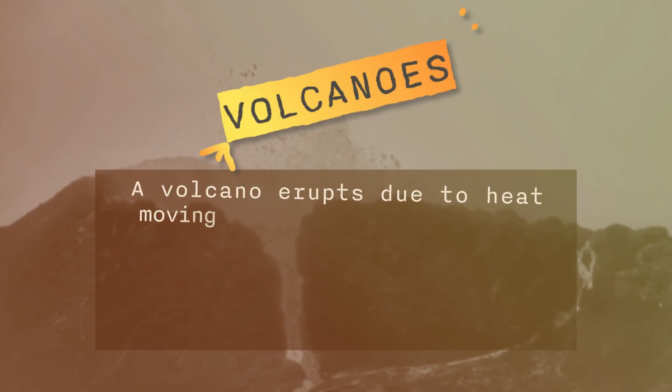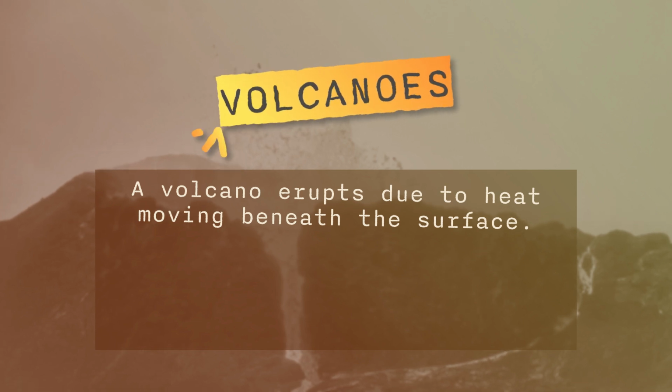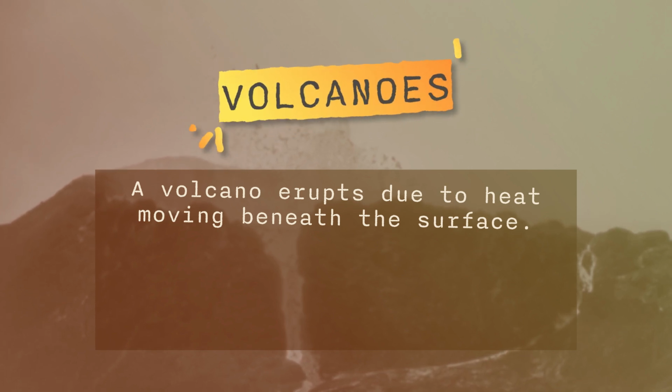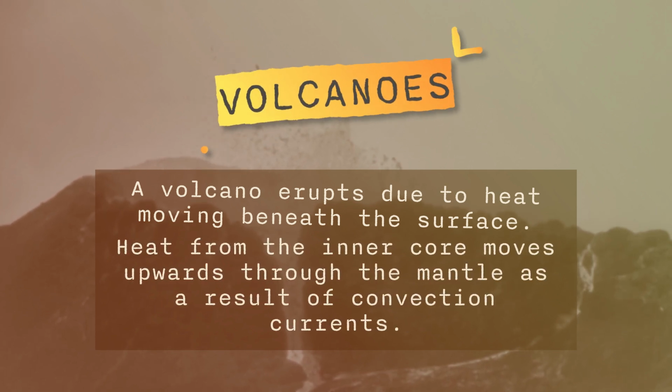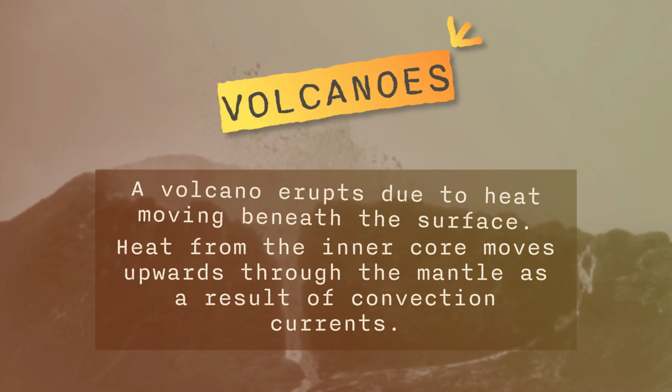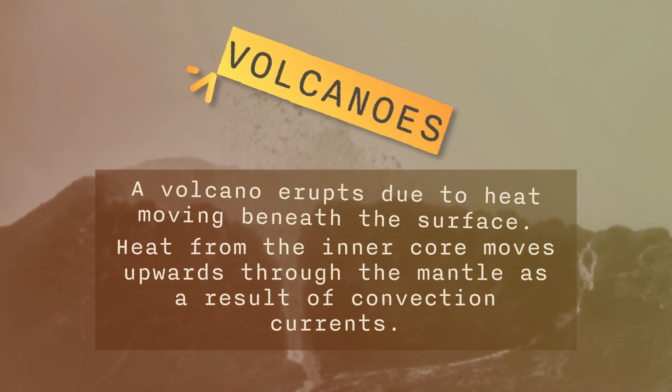A volcano erupts due to heat moving beneath the surface. Heat from the inner core moves upwards through the mantle as a result of convection currents. Volcanoes occur at constructive and destructive plate margins as well as hotspots. But what actually happens at these places?